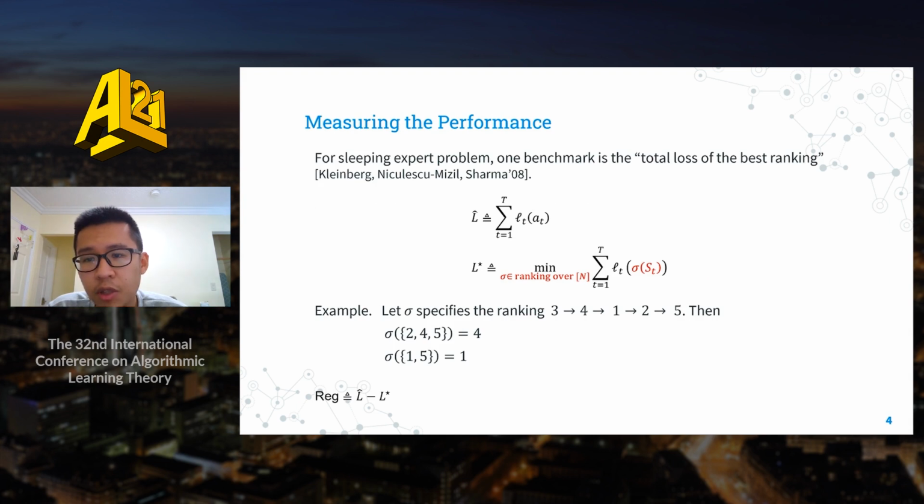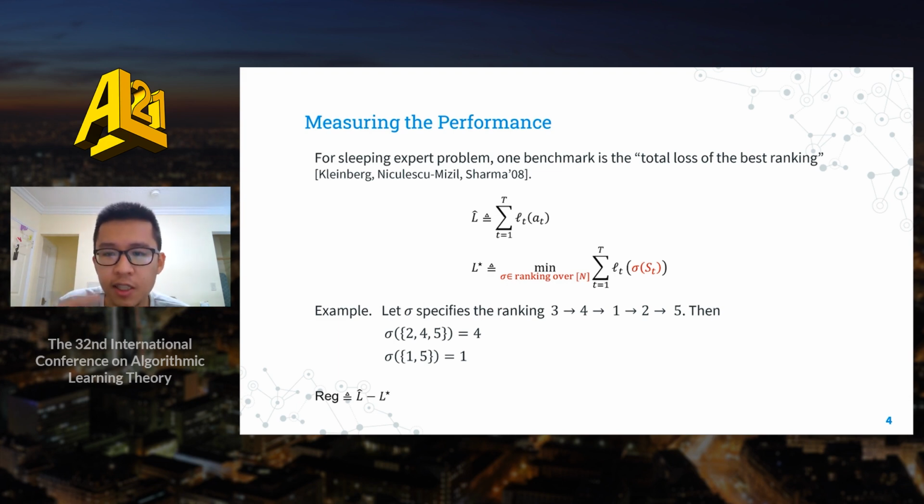Next, we see how to measure the performance of the learner. This performance measure is again given by Kleinberg et al. We define L hat as the cumulative loss of the learner, and L star as the cumulative loss of the best ranking sigma. Every time t, sigma would pick an action denoted as sigma of S_t, which is the action that is ranked the highest in the ranking specified by sigma.